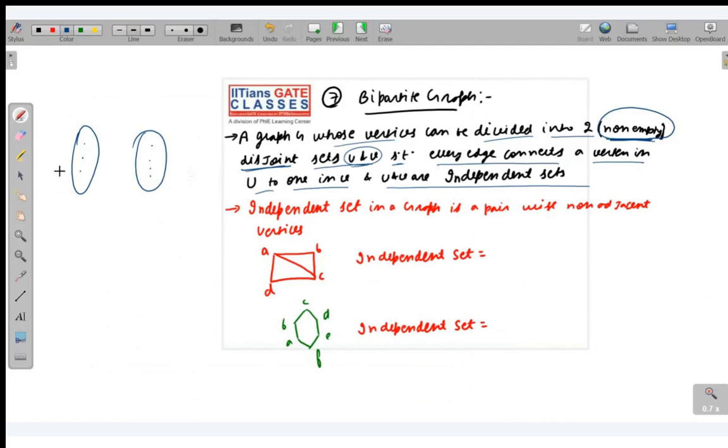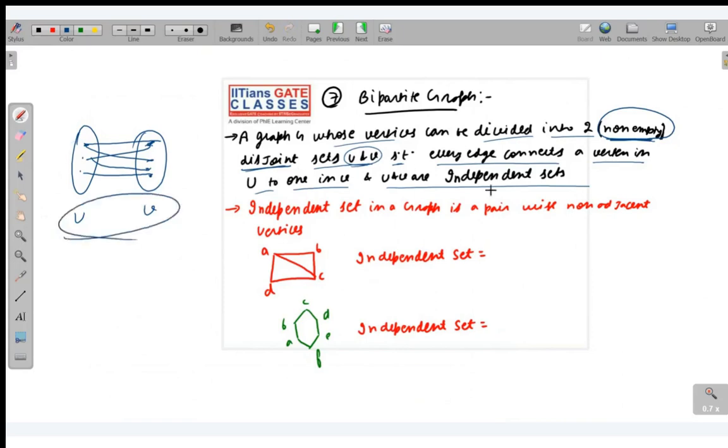Disjoint means nothing should be common between them. Two disjoint sets, you will call the first U and the second V, such that every edge connects a vertex in U to one in V, and they are independent sets. So edges will connect vertices of this to this. No edge should be there between these, like this. Here U and V are independent sets.